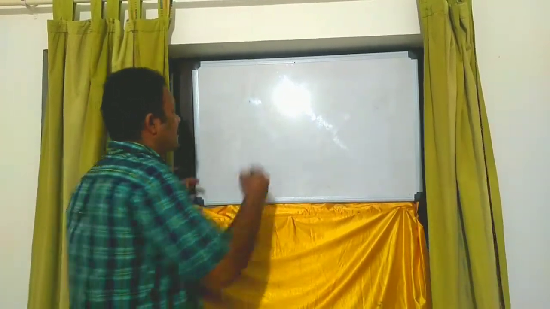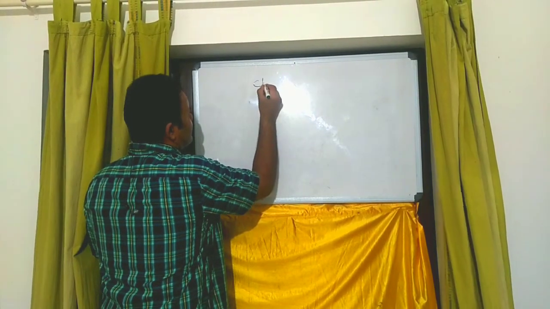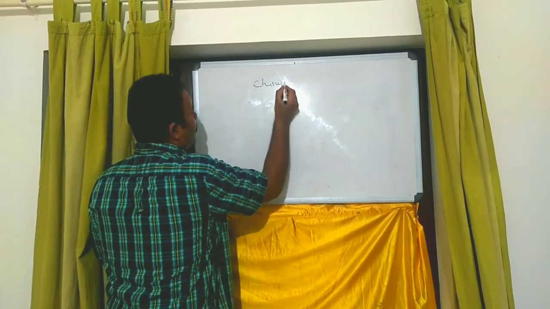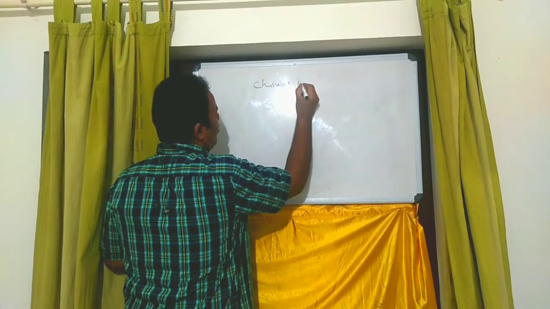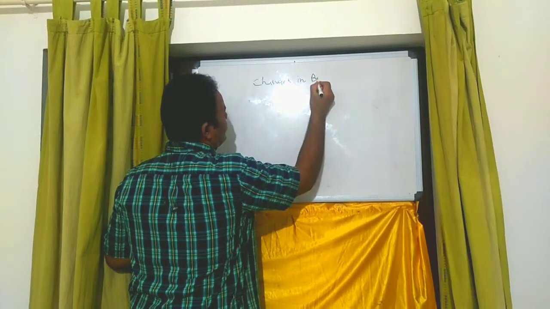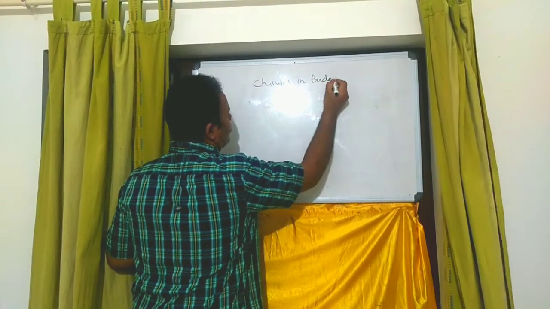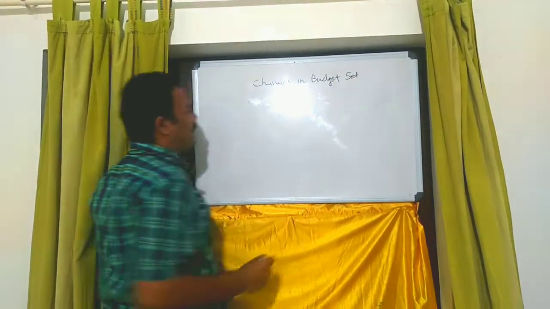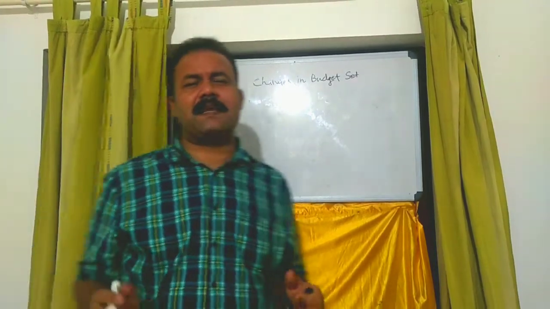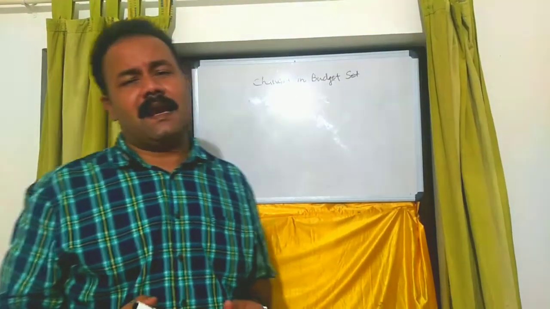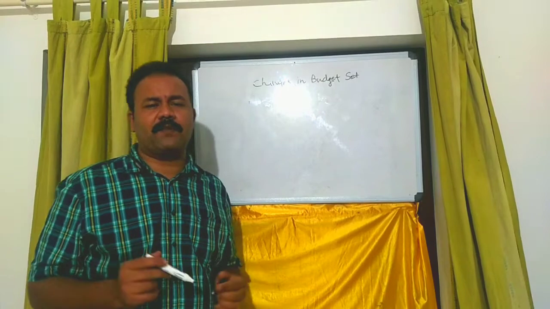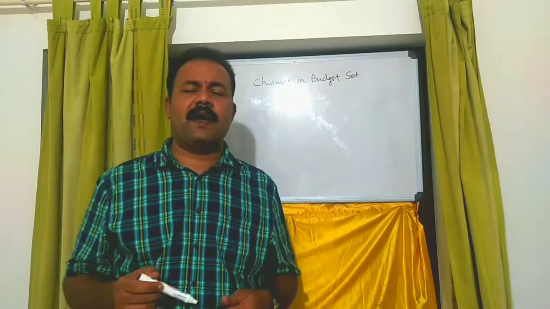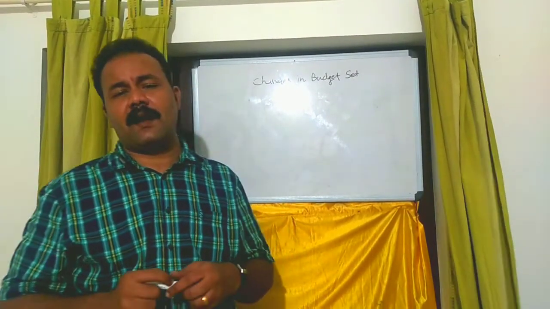Then we want to discuss changes in budget set. Two factors affecting the budget set or budget line, that is the income of the consumer and the prices of the commodities.